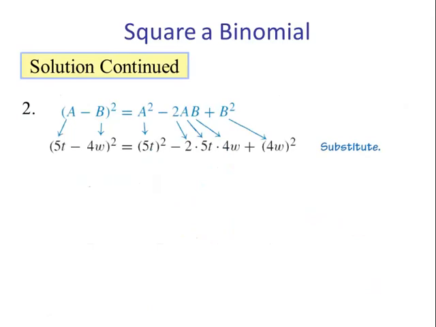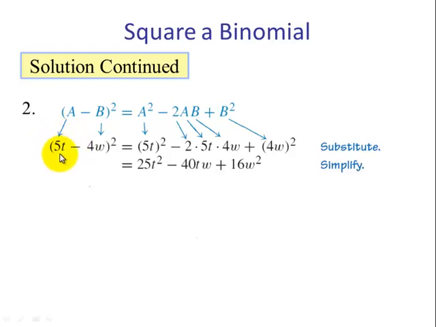Number 2, we can think of a as 5t, and b as negative 4w. So we take 5t, square it, minus 2 times a and b, plus b squared. So we get 25t squared minus 40tw plus 16w squared.